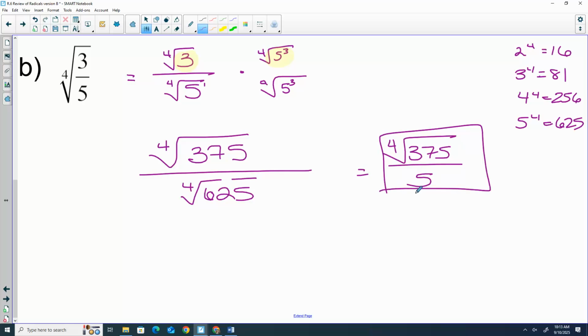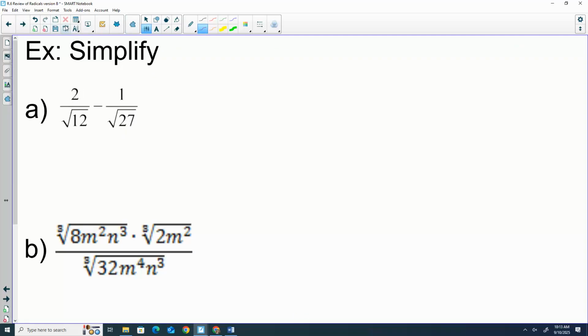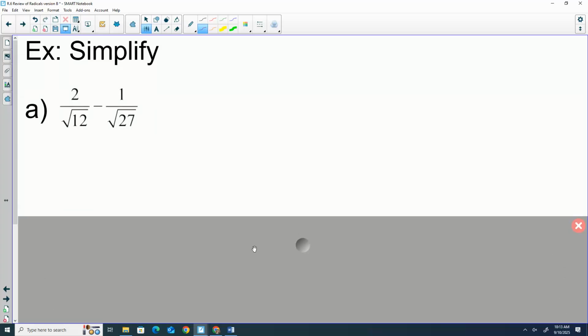Okay, so you have to be able to get radicals off the denominator, whether it's a square root, cube root, 4th root, any type of radical. Questions on those? What if I ask you to simplify this?